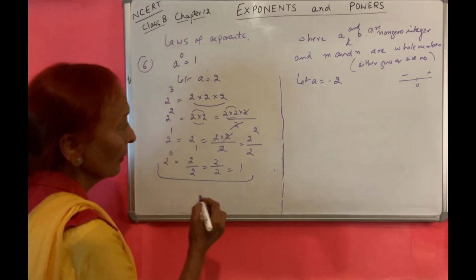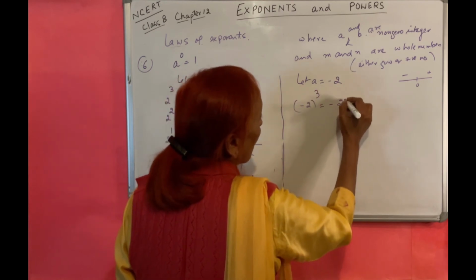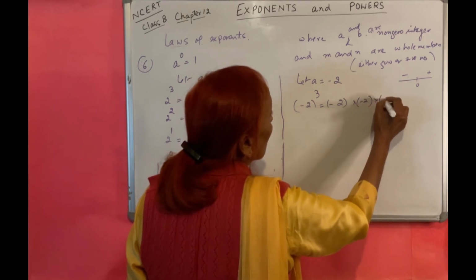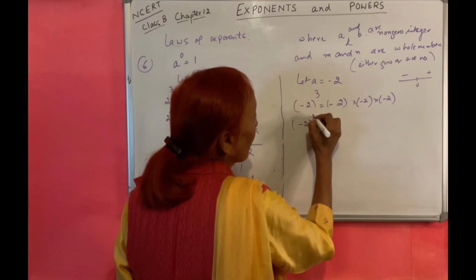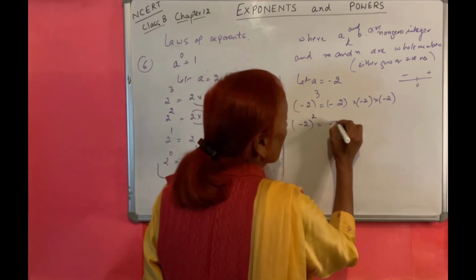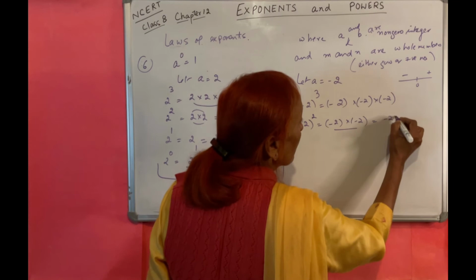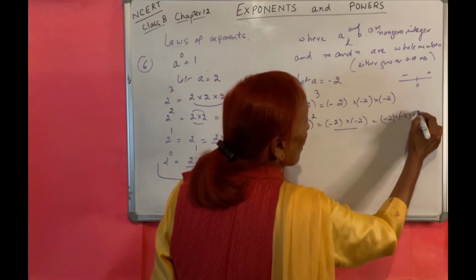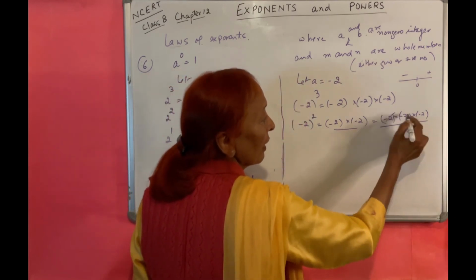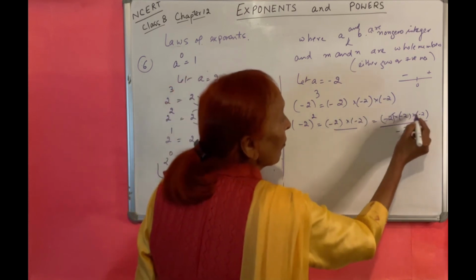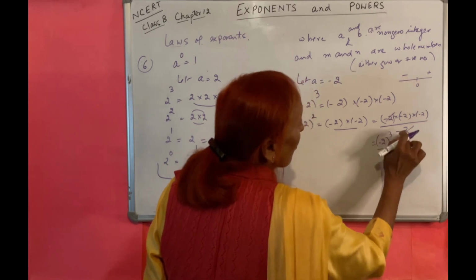Okay. Here also take minus 2 raised to power 3. So this is minus 2 into minus 2 into minus 2. Next we will reduce the power by 1, that means minus 2 raised to power 2. This is minus 2 into minus 2. I can write this as minus 2 into minus 2 into minus 2 divided by minus 2. This will get cancelled and the same number remains, right? What is this? This is this number. That means this is minus 2 raised to power 3. What is this? This is base.